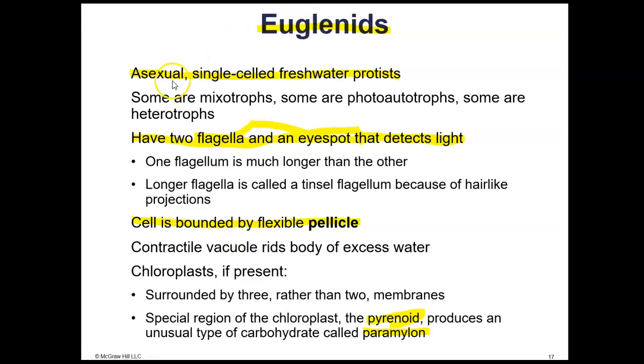And the euglenids are asexual and single-celled. They live in freshwater environments. They have 2 flagella, and then they have a red eye spot that just responds to light. It just helps them detect light, and they swim toward it. The cell is bounded by a flexible pellicle, which is made of proteins. It does not have a cell wall.